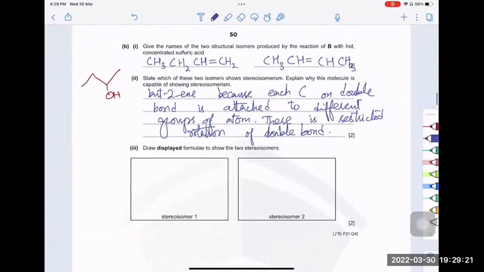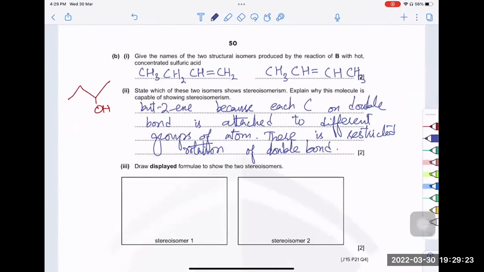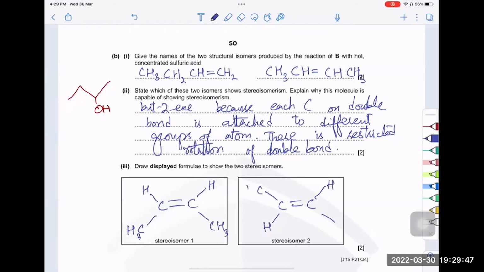Draw the displayed formula to show the two stereoisomers. So just take this one. See, always first draw this standard form, okay? The two carbons in the middle like that. And now you have 4 different placements. Doesn't matter how long the chain is, you can fit them all in there. Focus on the double bond. So I have hydrogen, hydrogen, methyl, methyl, that is cis, and hydrogen, hydrogen, methyl, methyl, that's trans. Okay, so I can easily draw them.